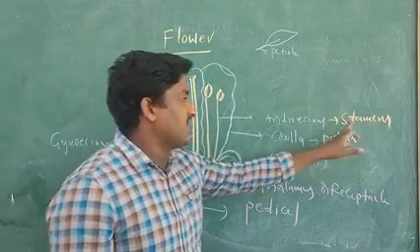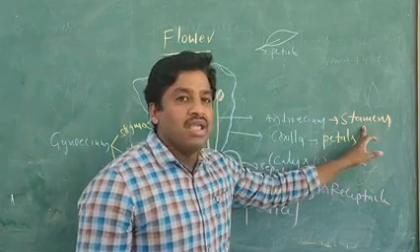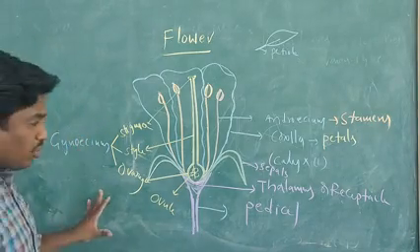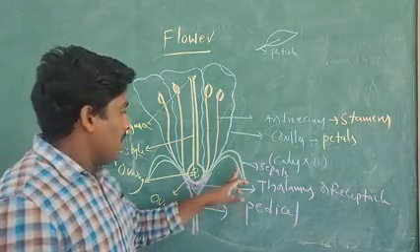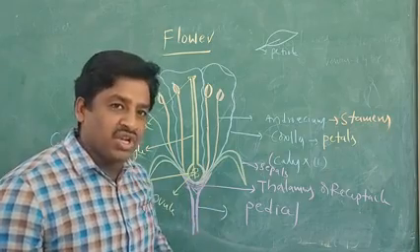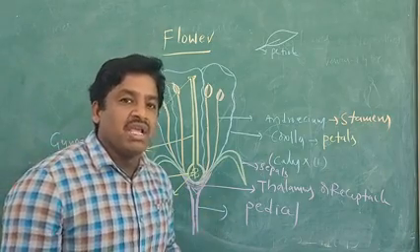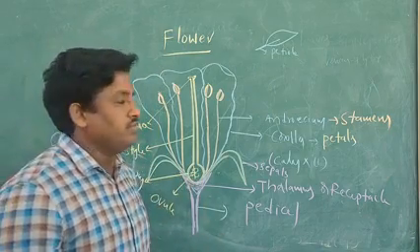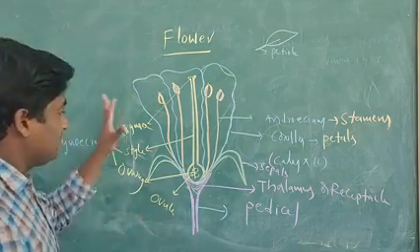Androecium means the production of stamens. These stamens are called the male reproductive part of the flower. And gynoecium is the female reproductive part of the flower. These petals and sepals may fall off before and after fertilization, that means disappear. That's it. Once again, see the flower.